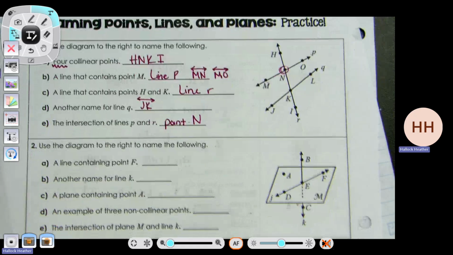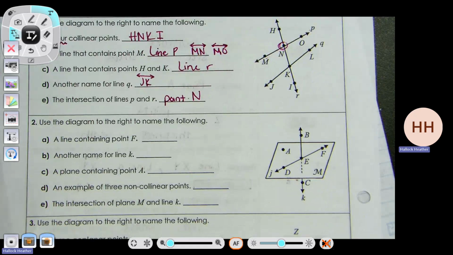Okay, let's try number 2. Number 2 is a little bit harder because you're involving a plane. So take a couple minutes. You can do it. I believe in you. Talk to your neighbors. Even though I know you don't want to, because now you're not in groups, now you're not with your friends.